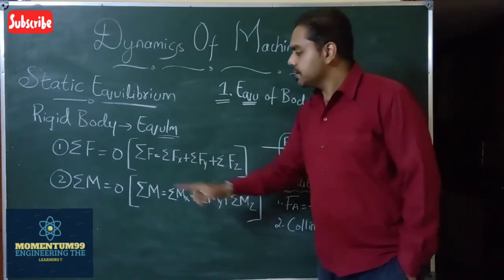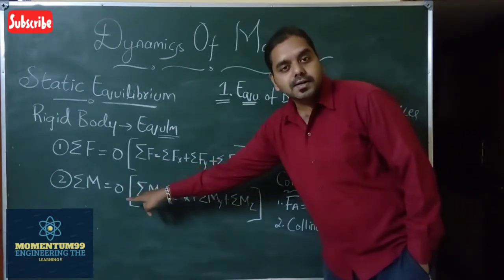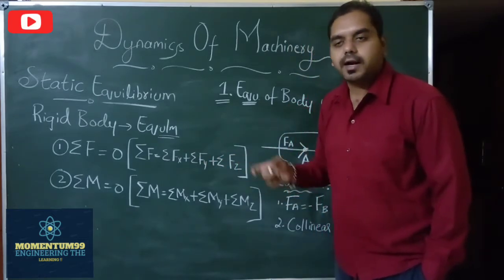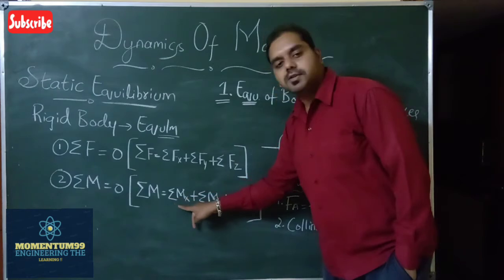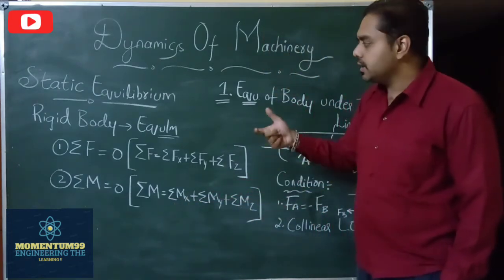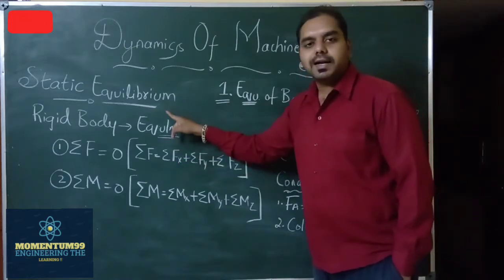And the second condition is that the summation of all the moments taken at any arbitrary point or any fixed axis on the body should be equal to 0, and this also includes the summation of the moments taken along the x, y and z directions. Now these are the two equations of static equilibrium.